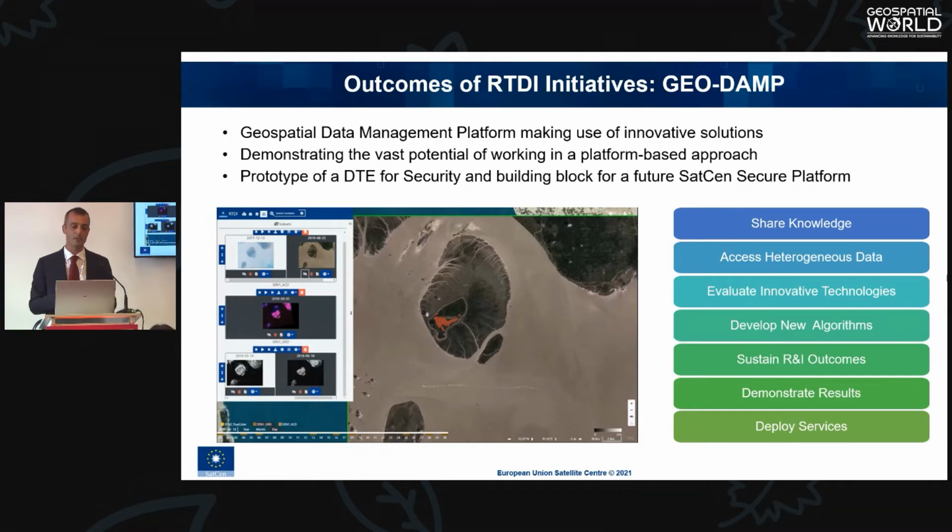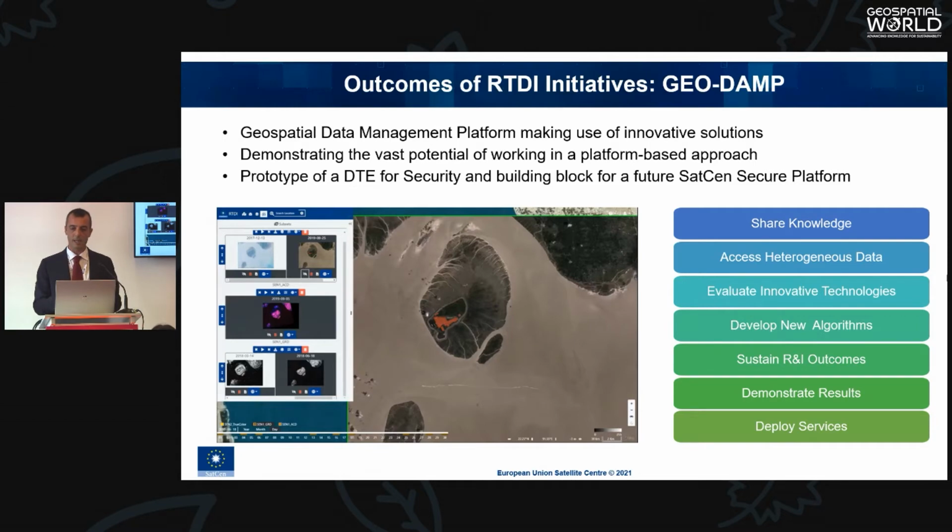It could also represent a sort of prototype of a digital twin for security. And it will be one of the building blocks of a future SatCen secure platform that we would like to implement to better deliver services to our stakeholders. So just to give you some, let's say, examples of the capacities of this platform.